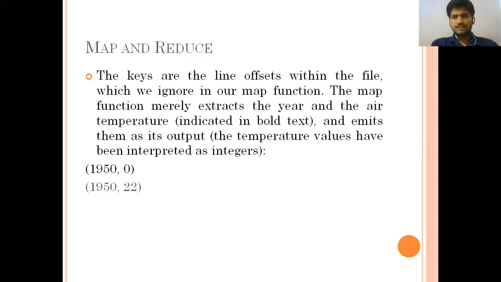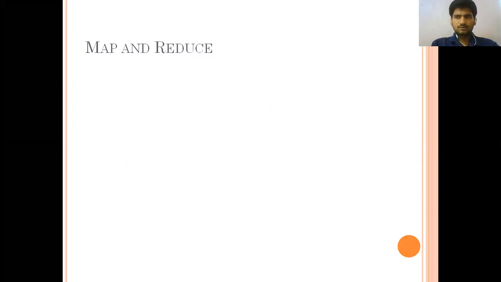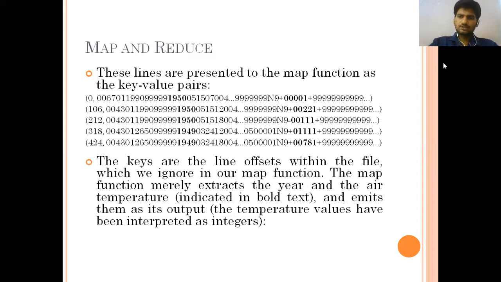Again, we have a second line. We have 1950 and 22. Shall I show the lines again? If you want, we can note them down. Then the same lines will be repeated here, so I'm going to highlight them.